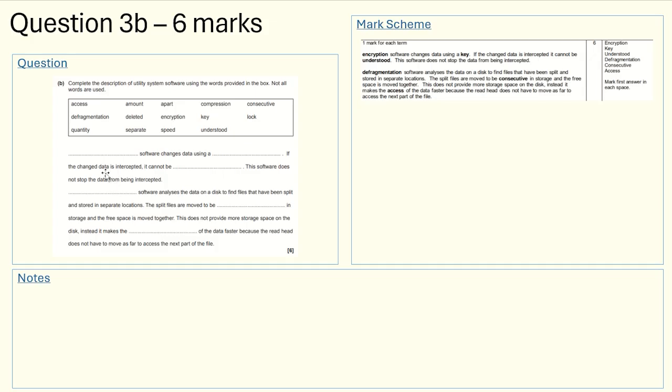So it says if the data changed is intercepted, it cannot be something. This software does not stop the data from being intercepted. So we're talking about data that's being stolen, that's being intercepted. Okay, that's maybe being plucked out of the air. The packets are being plucked out of the air by a hacker, for example. So we know that we're talking about system security here. So we're thinking about software that changes data, that changes the way that data looks so it cannot be intercepted.